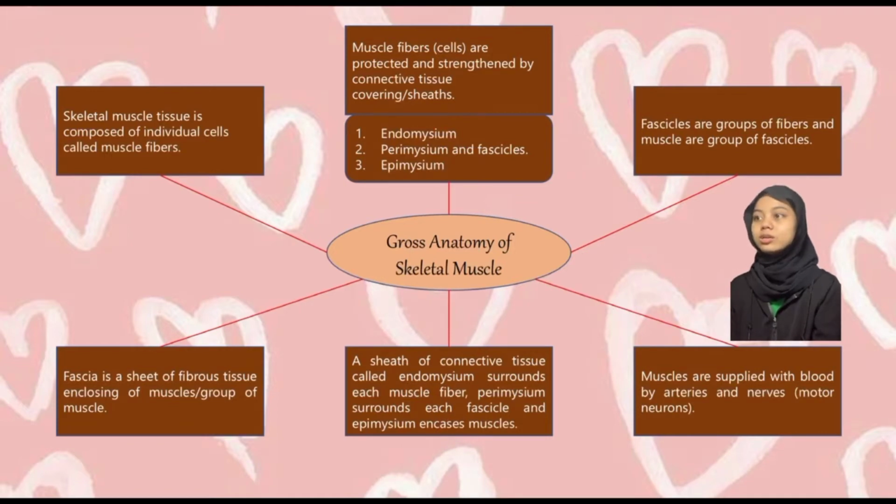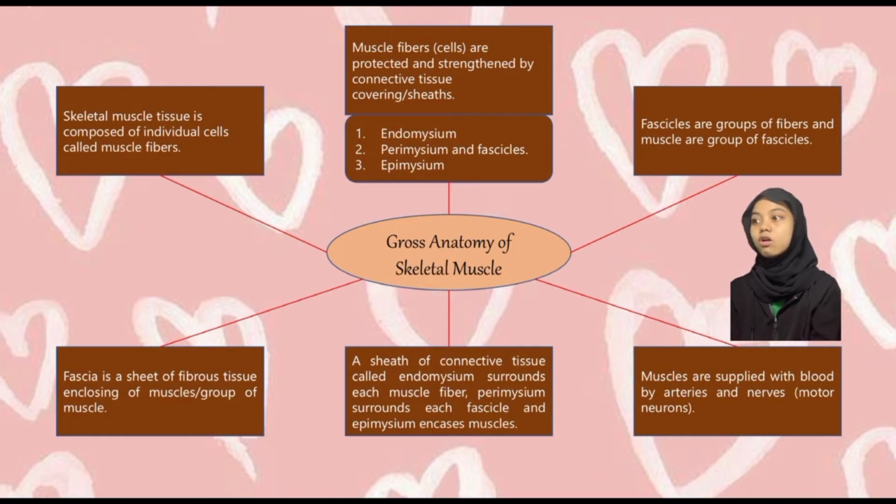Here is the gross anatomy of skeletal muscle. Skeletal muscle tissue is composed of individual cells called muscle fibers. Muscle fibers are protected and strengthened by connective tissue coverings or sheaths. First, endomysium. Second, perimysium and fascicles, and thirdly, epimysium. Fascicles are groups of fibers, and a muscle is a group of fascicles.